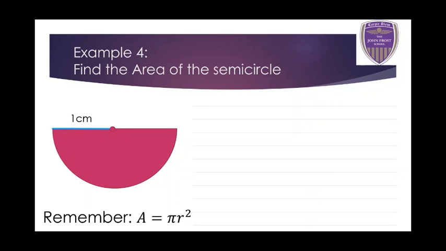So let's have a look at what we've got. Well, we've got a radius of 1 centimeter, and pi is always 3.14. So area equals pi r squared. Area equals 3.14 times 1 squared. Well, lucky for us, 1 squared is 1 times 1, which equals 1. So the area again is 3.14 times 1.